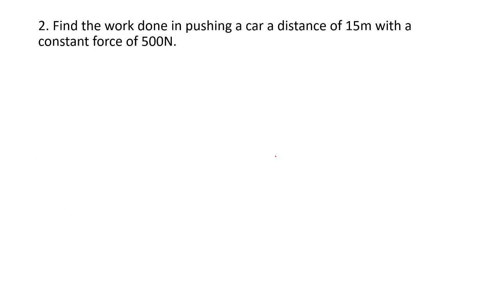For number 2, find the work done in pushing a car a distance of 15 meters with a constant force of 500 Newtons. So the given force is 500 newtons and the distance is 15 meters. The unit for work here is Newton-meters, which is equivalent to joules. Work is equal to force times distance: W is equal to 500 newtons times 15 meters, which is exactly 7,500 Newton-meters, or 7,500 joules.